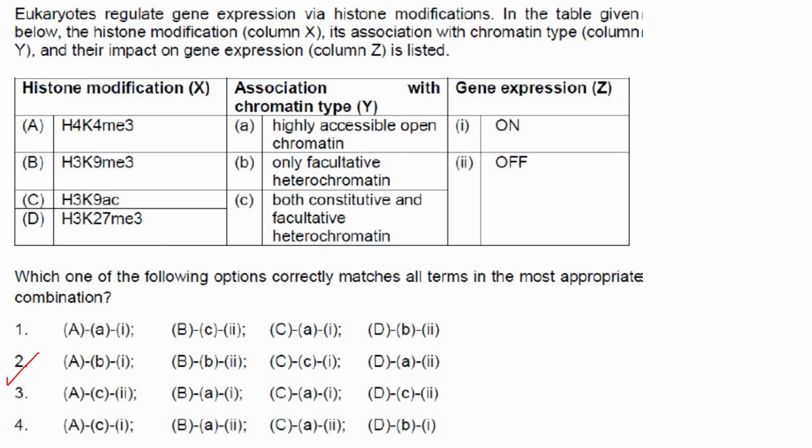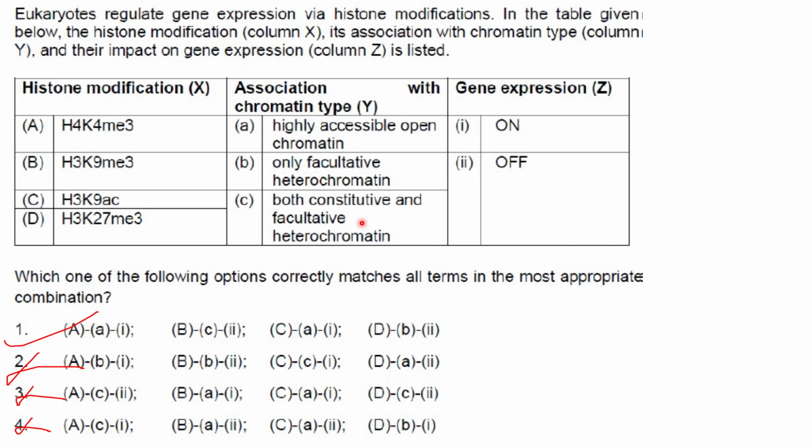Here it is A, B, A, C. First one, if you know, the answer is ready. Okay, then H3K9Me. It is always associated with both the constitutive and facultative heterochromatin. So this modification will result in heterochromatin. That is, it can be both constitutive or facultative. In the majority of cases it is constitutive, but both constitutive and facultative heterochromatin are seen. And heterochromatin means gene expression off.